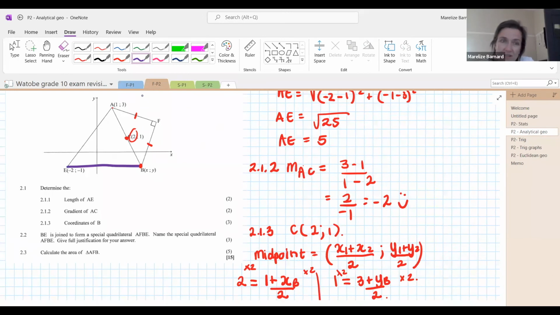We've got these two sides that are equal. And we've got a 90-degree angle there. So which one is it? Does anyone know? Name the special quadrilateral and then give full justification for your answer. Any ideas? What do you guys think?